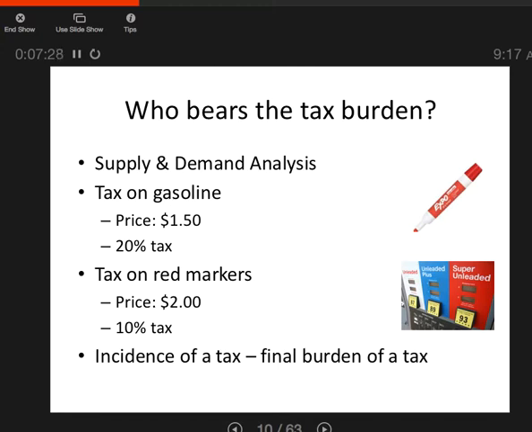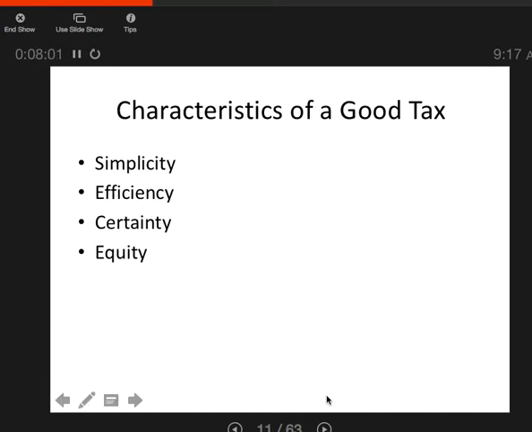So when we see these tax burdens, when they talk about increasing taxes on corporations or products, it doesn't mean that more revenue is going to come in. Sometimes it means that the consumer or the citizens are going to be the incidence of a tax. And that means that the individual will have the final burden of a tax. So who's bearing the tax burden? In the gasoline situation, it would be the consumer. In the red marker, it would be the supplier or the store. So the incidence of a tax is who has that final burden of a tax.